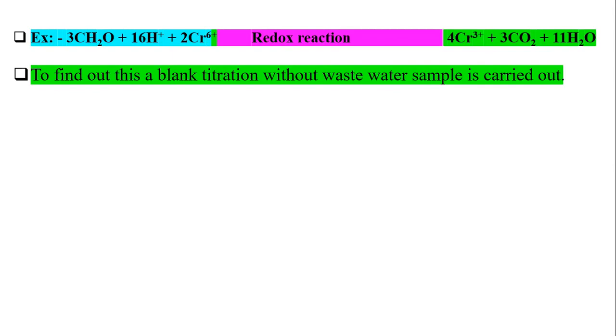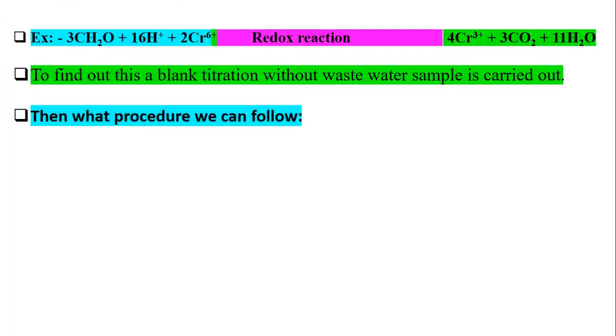Why? Because we can compare the blank titration with the back titration. Back is nothing but the wastewater titration. Blank titration means the water which does not contain any impurity. So that water will not consume any potassium dichromate.